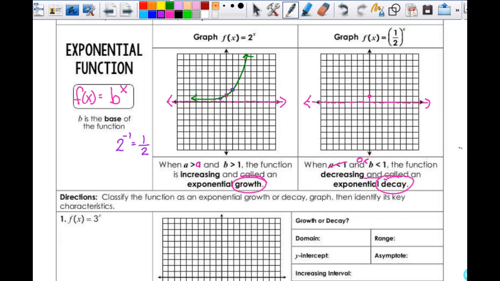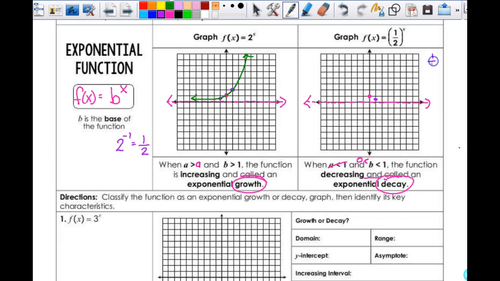Now, f of x equals 1/2 to the x power. Well, when x is 1, what is y going to be? When I substitute in a 1 here, what am I going to get? 1/2, because anything to the first power is itself. So when x is 1, I'm at 1/2.